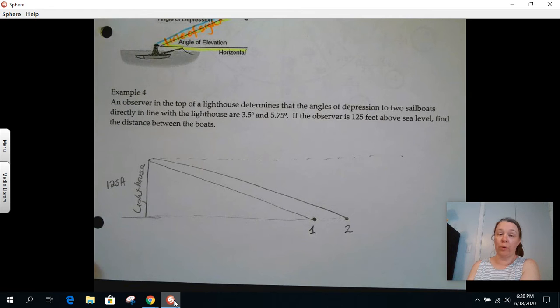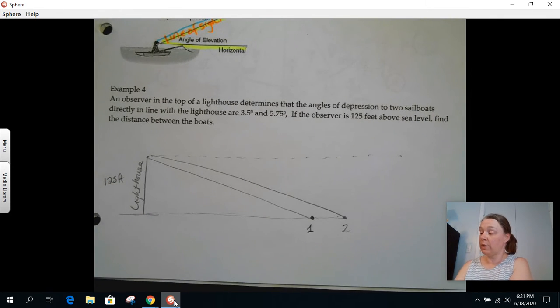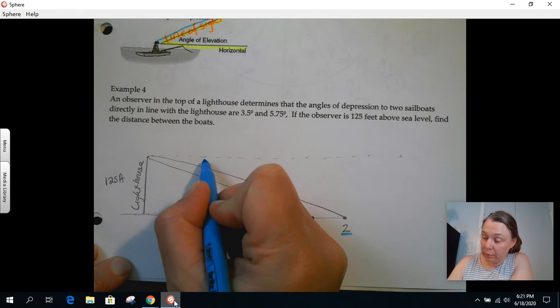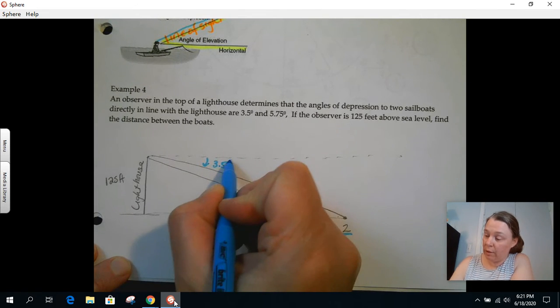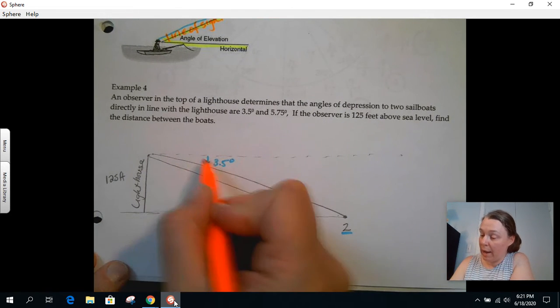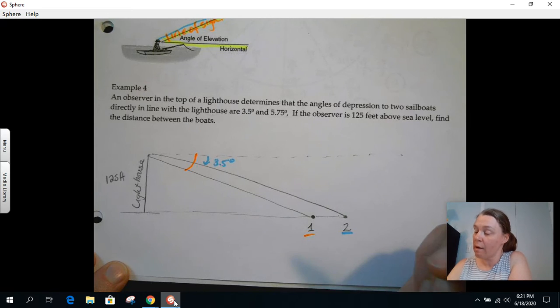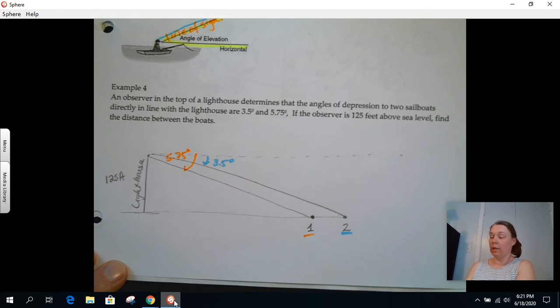And they say the angles of depression are 3.5 degrees and 5.75 degrees. The angles of depression are between the horizontal and line of sight. So my line of sight to boat 2 is this one here. To boat 2, here's my angle of depression. That's smaller, so I'm going to call that the 3.5 degree angle. And then to boat 1, here's my angle of depression, the bigger of the two angles. Obviously, those are not drawn to scale. I'd have to have a huge piece of paper. It's just not happening, guys. So this angle here is 5.75 degrees.